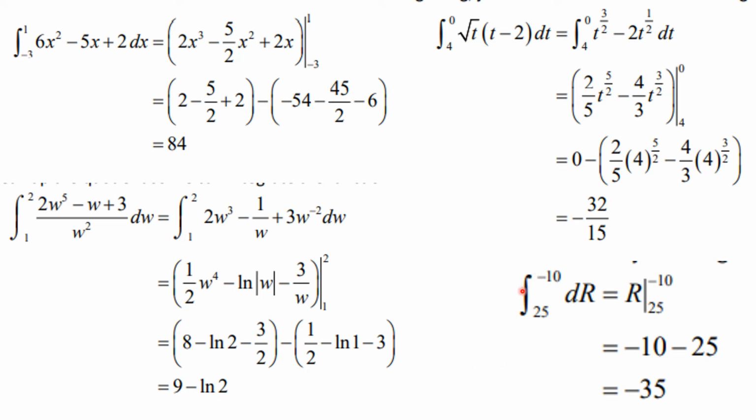This is the last one of those. We're just integrating 1 dr. That's going to be r. I plug in the points and subtract, and I get minus 35.